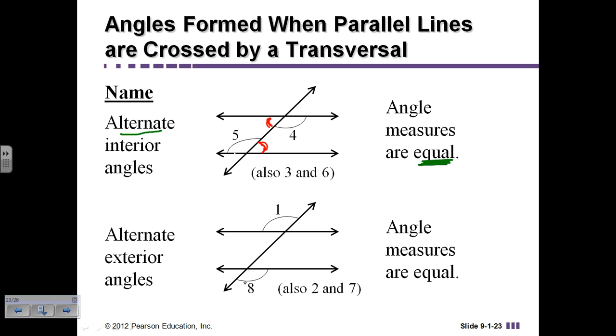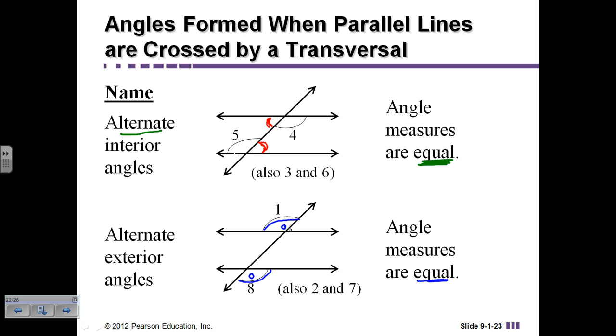So the next example you see is alternate exterior angles. Remember the inside and the outside. They're on the exterior, or the outside, of the problem. Notice again, this is an obtuse angle and this is an obtuse angle. Both of the angles are obtuse, so they are equal in measure.